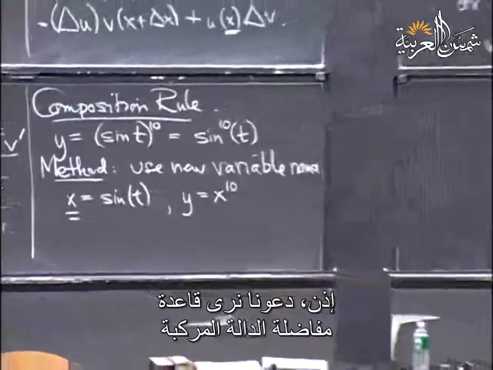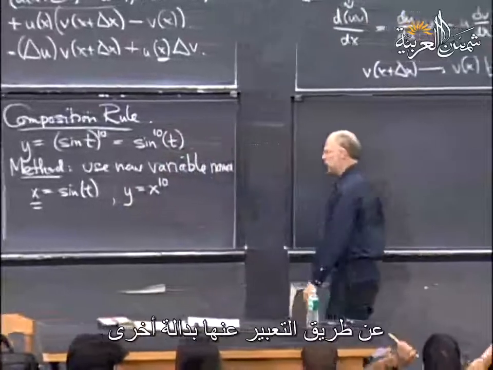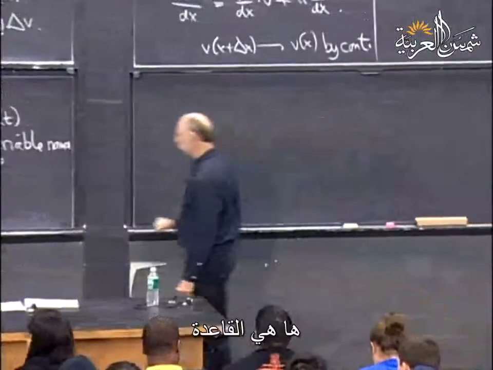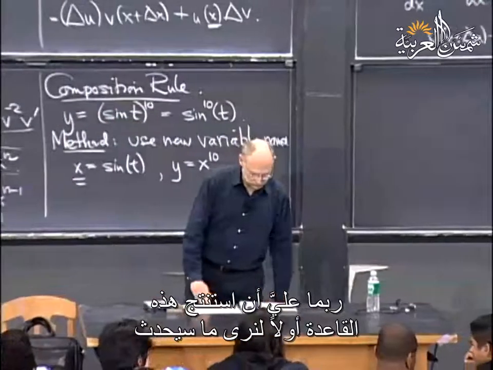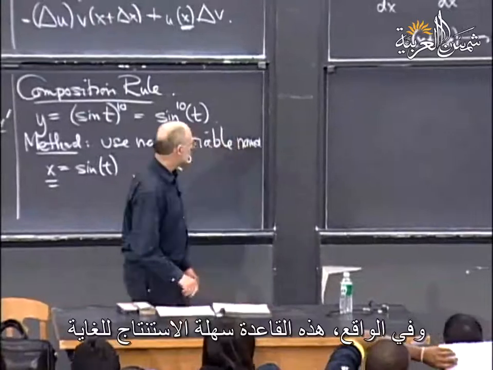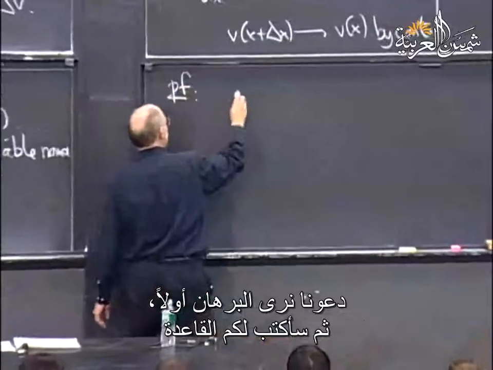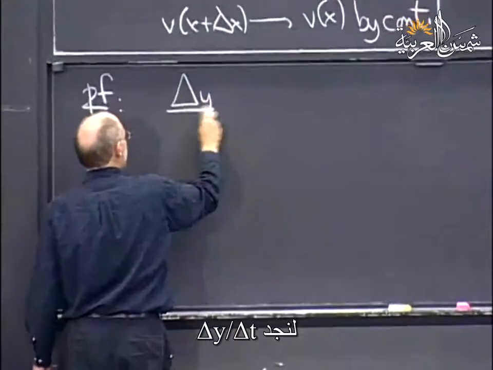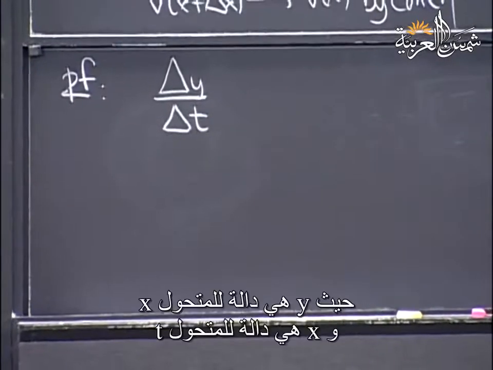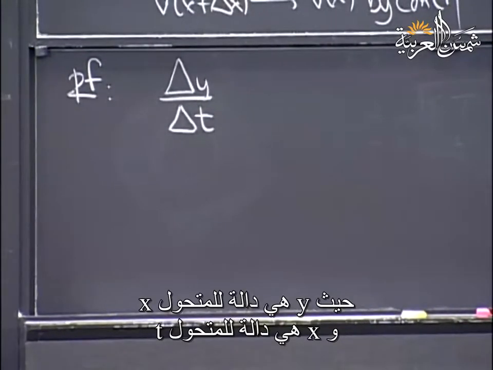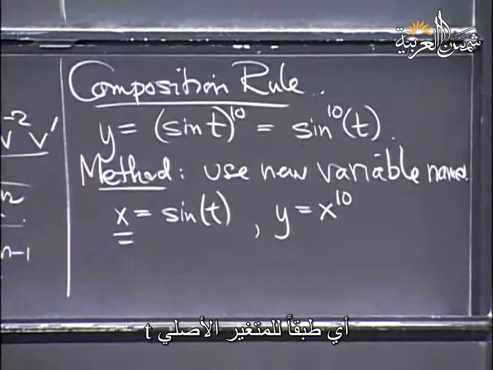So let's find a rule for differentiating a composition, a function that can be expressed by doing one function and then applying another function. And here's the rule. Well, maybe I'll actually derive this rule first, and then you'll see what it is. In fact, the rule is very simple to derive. So this is a proof first, and then we'll write down the rule. I'm interested in delta y over delta t. y is a function of x, x is a function of t, and I'm interested in how y changes with respect to t, with respect to the original variable t.